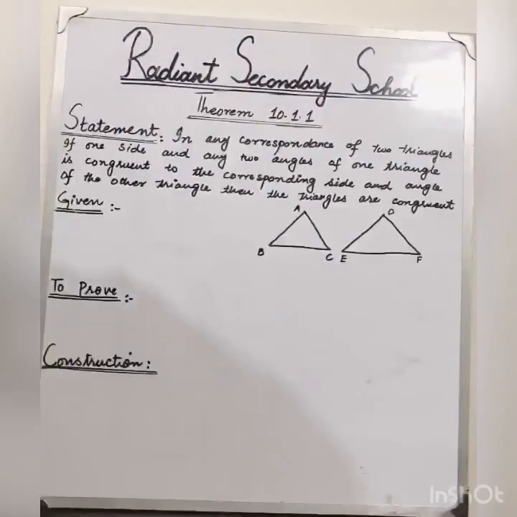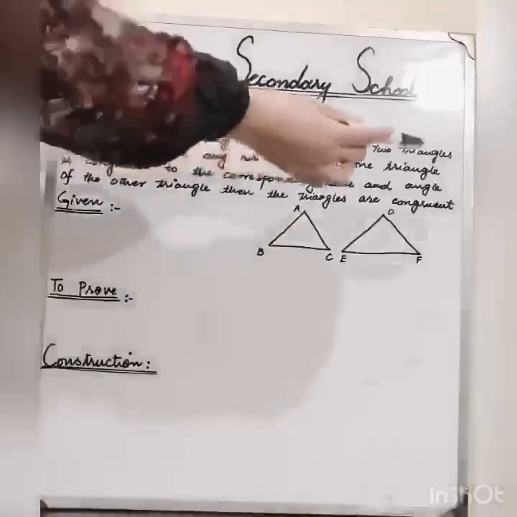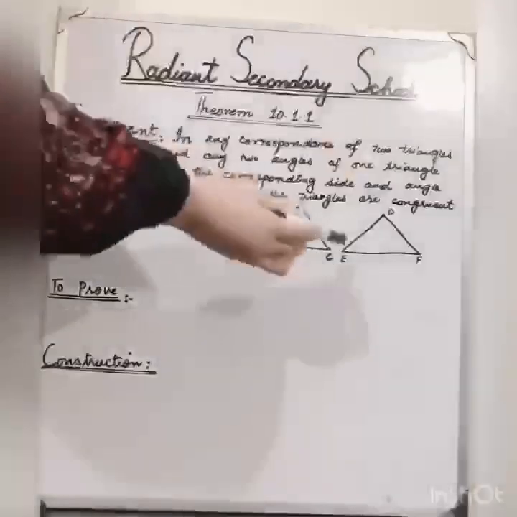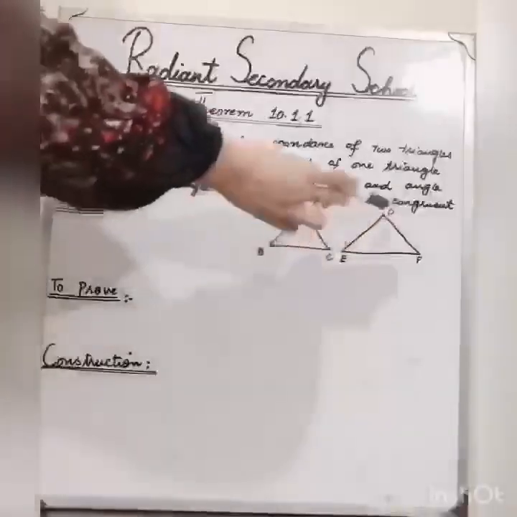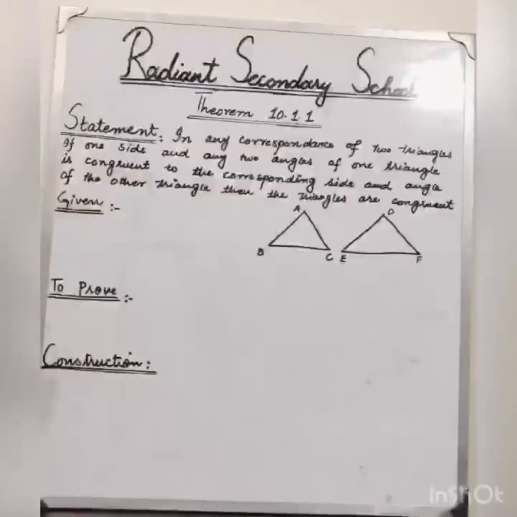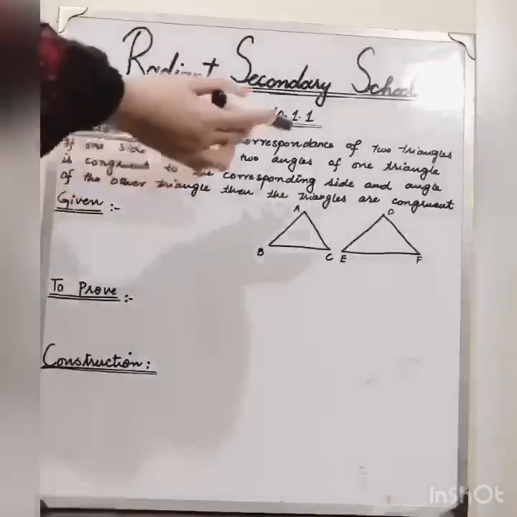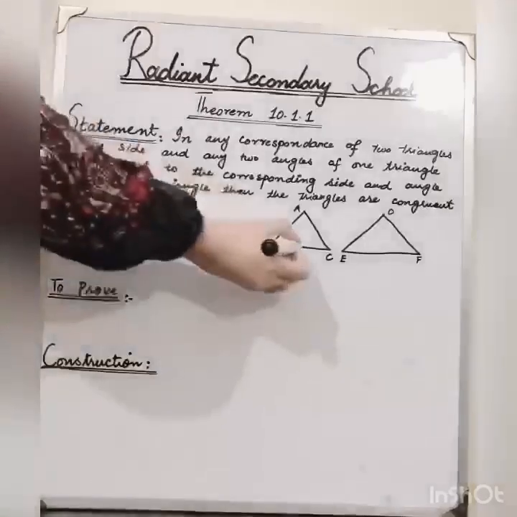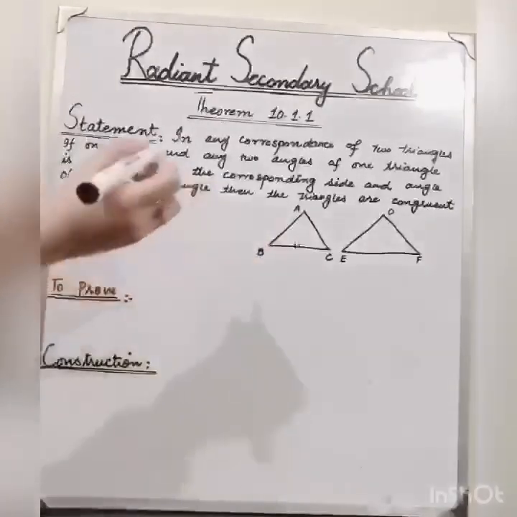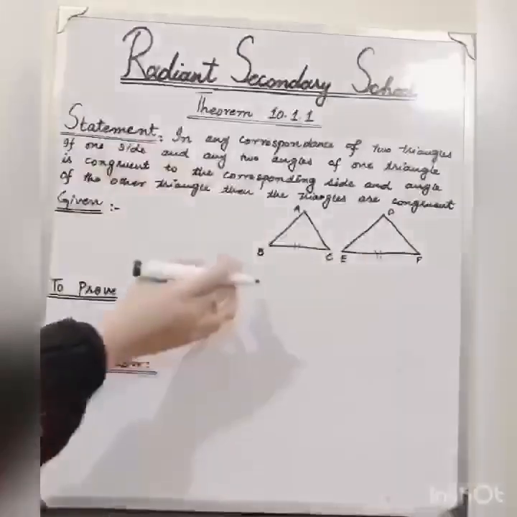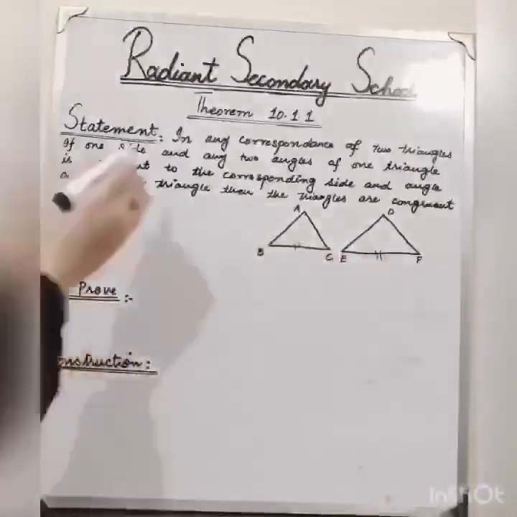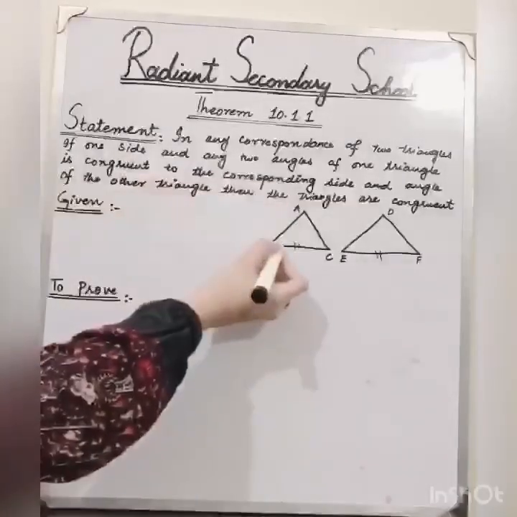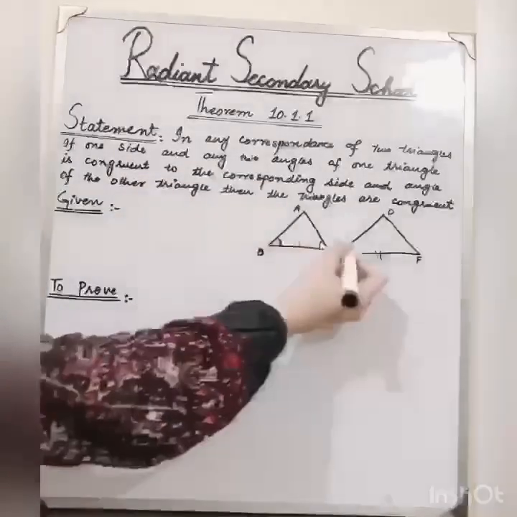Okay students, now we will start theorem 10.1.1. Let's see the statement first. In the statement he is saying in any correspondence of two triangles. So firstly we will draw two triangles, triangle ABC and triangle DEF. If one side and any two angles of one triangle, one side, let's suppose this side and this side. If one side and any two angles, so let's suppose we are taking these two angles.